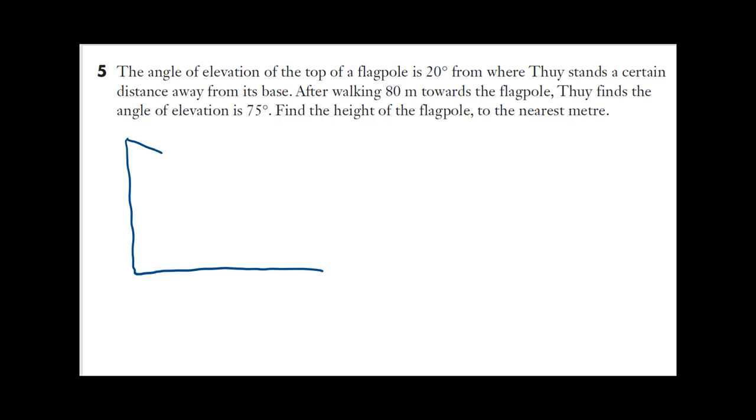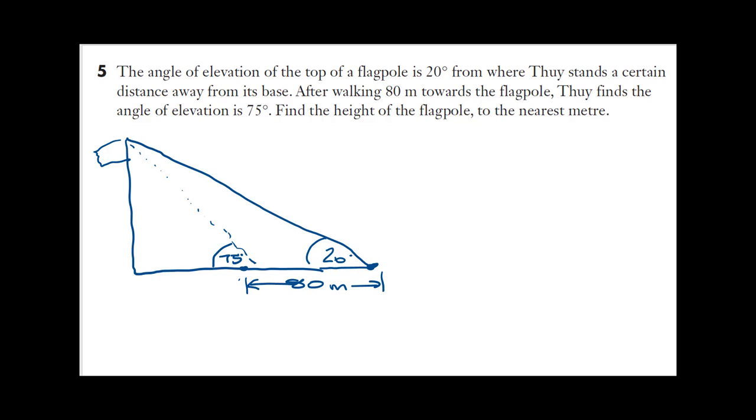So if we draw this out, he's standing a certain distance. Tom's standing down here. Here's the flagpole. He walks. Angle of elevation is 20 degrees. He walks 80 metres towards the flagpole to another location, and he sees that the angle of elevation from that point is 75 degrees. He's walked 80 metres, and we need to determine the height of the flagpole, which is over here.